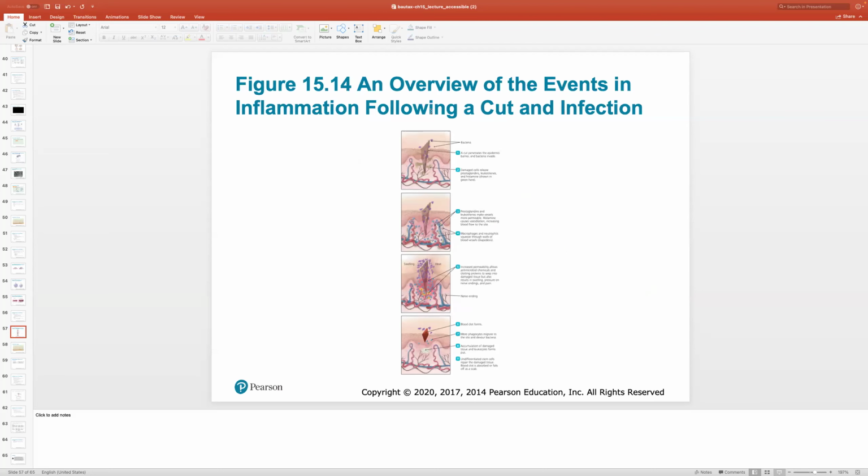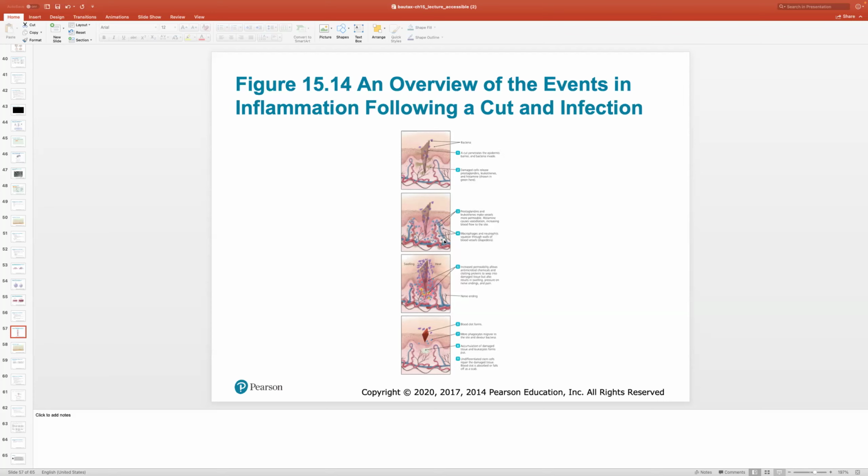So let's look at the events of inflammation following a cut and an infection. Here you've got bacteria entering through a cut, and the cut penetrates the epidermis and the bacteria invade. So here we've got the damaged cells, and they're going to release prostaglandins, leukotrienes, and histamine. The prostaglandins and leukotrienes make the vessel more permeable. Histamine causes the vasodilation, increasing blood flow to the site. Sometimes that causes itching, not just pain.